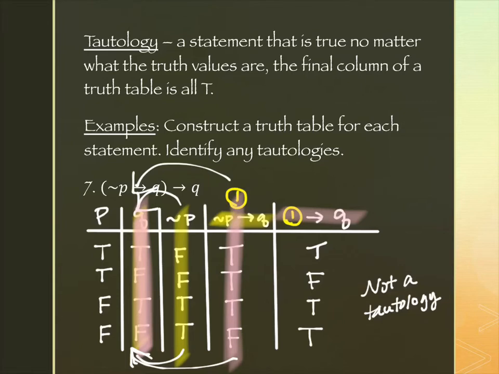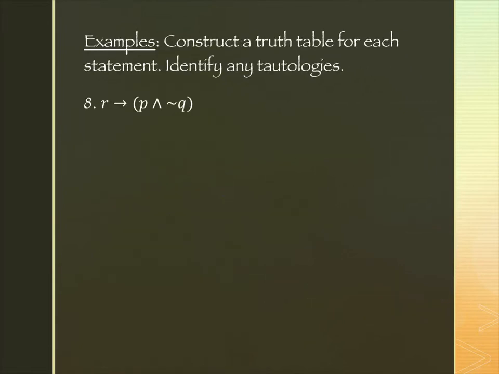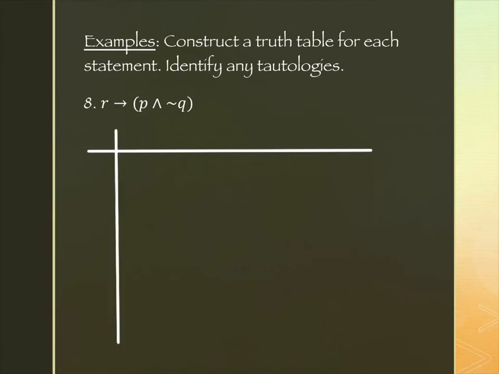Excellent. Okay, so we're going to make another table that's a little bit bigger. How many individual statements do I have in number 8? 3. These are our bigger truth tables. So I'm going to have a column for P. Again, I just go in alphabetical order.